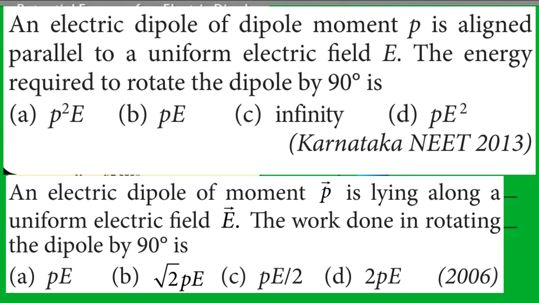Coming to previous NEET questions: an electric dipole of dipole moment P is aligned parallel to a uniform electric field E. The energy required to rotate the dipole by 90 degrees is? Next question: an electric dipole of moment P is lying along a uniform electric field E. The work done in rotating the dipole by 90 degrees is? Both questions are similar, my dear children.